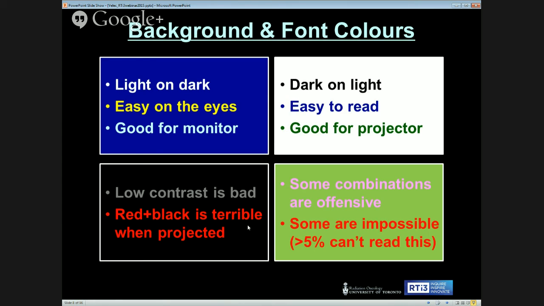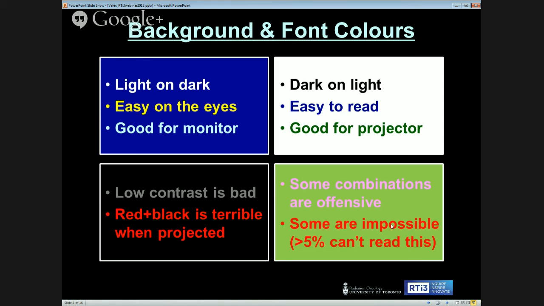Again, I would advise the novice presenter to make a PowerPoint with a whole bunch of color combinations on the background color they choose, and then go into an auditorium and project those slides, and you will see right away what works and what doesn't work. Of course, on the bottom right here, some color combinations are just offensive. Pink on green, I would never recommend that. And some are actually impossible to read.